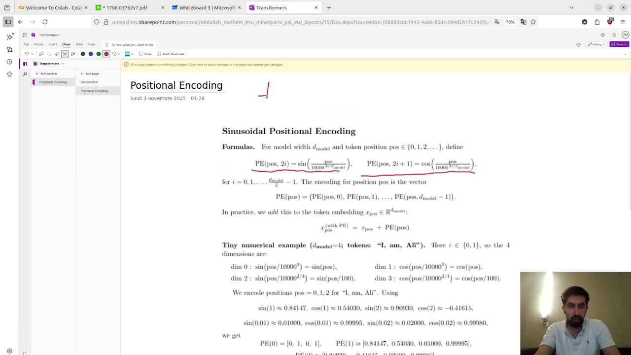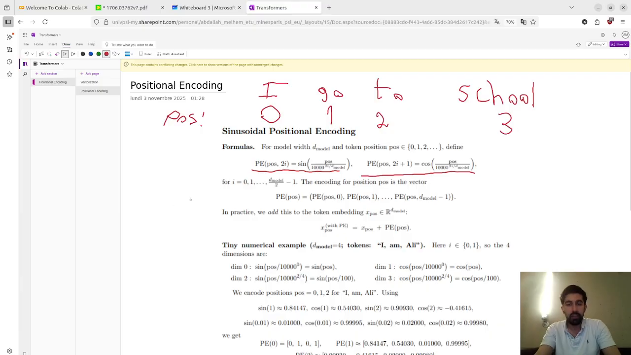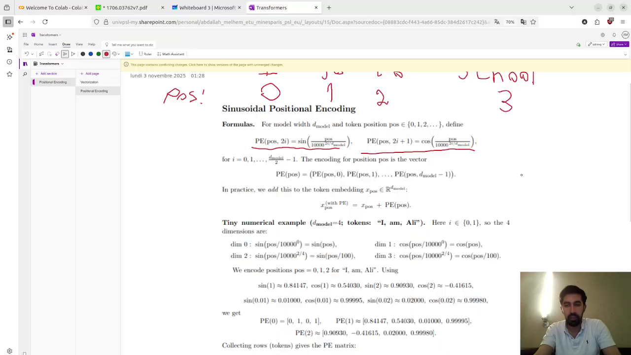Let's say we have I go to school. Okay? So here we have 0, 1, 2, and 3. So this is the position, okay? And after it, let's say the length of my vector is d equal 4. Again, in the original paper, it's 512. d equal 4. You divide it by 2, you get 2. So I would take two values, 0 and 1. Okay? If it's like in the original paper, 512 over 2 is 256, so it will go from 0 to 255.